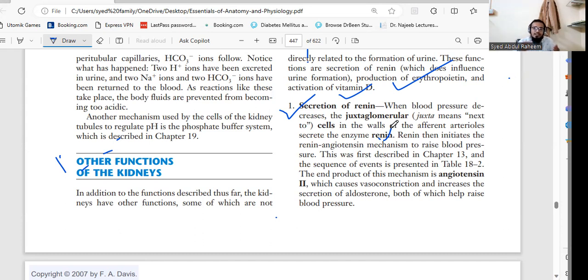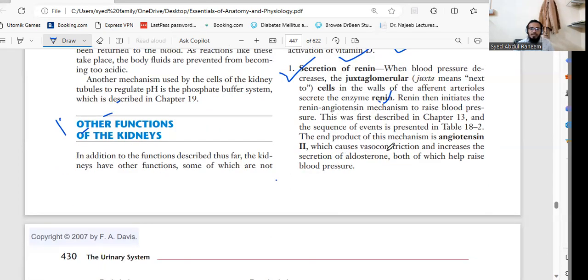They will secrete the enzyme renin, which initiates the renin-angiotensin mechanism to raise blood pressure. The end product of the mechanism is angiotensin 2, which causes vasoconstriction and increases the secretion of aldosterone, both of which help raise blood pressure.